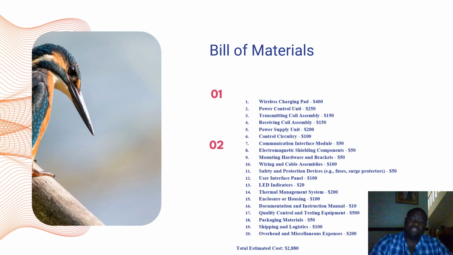So the bill of materials is kind of costly, based on my findings. The wireless charging pad will be $400. The power control unit will be $250. The transmitting coil assembly will be $150. The receiving coil assembly will be $150. The power supply unit is $200. The control circuits are $100. The communication interface module is $50. The wiring cable assembly is $100. Safety protection devices like surge protectors and fuses will be cheaper, $50.